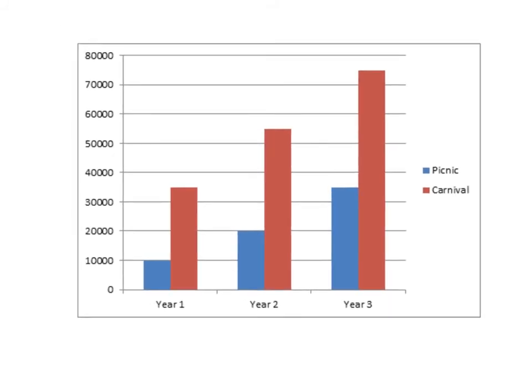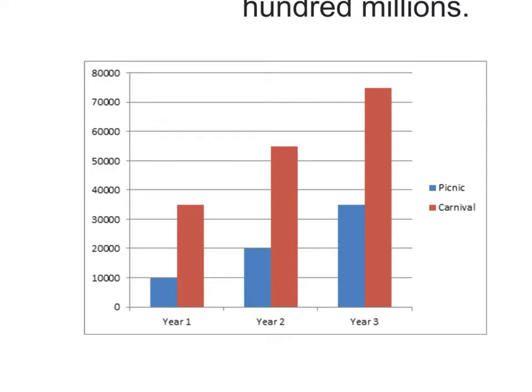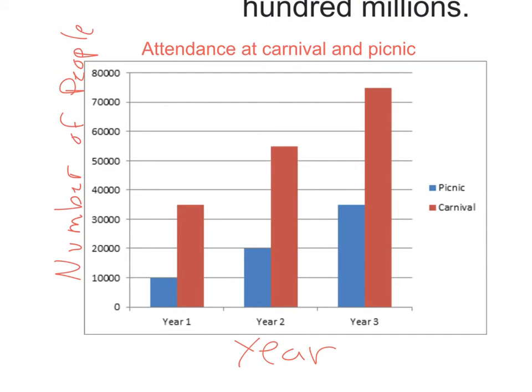So the first thing I noticed in this graph is that it's missing some labels. So I'm going to label each side. I noticed that the bottom is the year, so I'm going to label that. The left side is the number of people, and it's just written out 10,000, 20,000, 30,000, 40,000, 50,000, 60,000, 70,000, 80,000. So I look at my scale, they're counting by 10,000 in each. And I notice the commas are missing, so that might be a little confusing. And finally, I really need a title for my whole graph. So this is called Attendance at Carnival and Picnic.